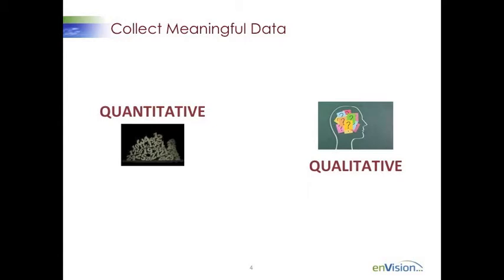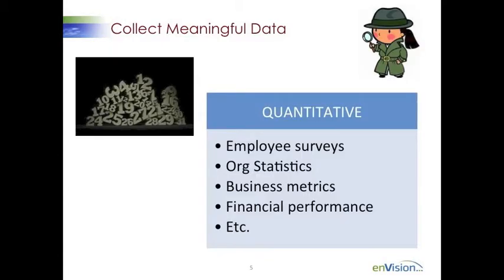Quantitative data includes things that you can measure, like employee surveys, organization statistics like span of control, attrition, average compensation, workforce by level. It can be business metrics or financial performance, like what indicators reflect the quality and health of your business. Staying connected to key business indicators is really essential in driving a meaningful organization development.